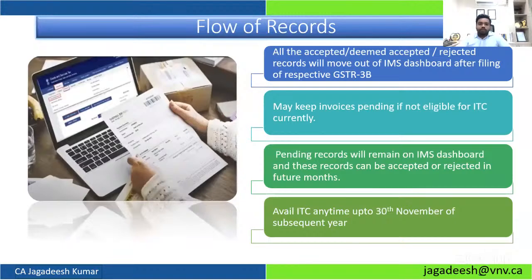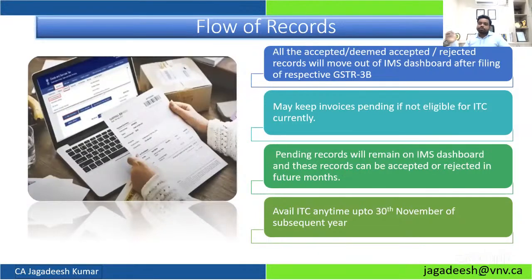So now see the flow of records in the IMS. As I discussed in the previous slides, all the accepted and deemed accepted, that is no action invoices, and rejected invoices will move out of IMS. Let's say there are 100 invoices for the month of October showing in my IMS. I have taken action on 90 invoices and I have kept pending on 10 invoices. The 90 invoices will move out of my IMS and 10 invoices will be there in my IMS for October. And this will be carried forward to the subsequent periods till I take action on the invoices.